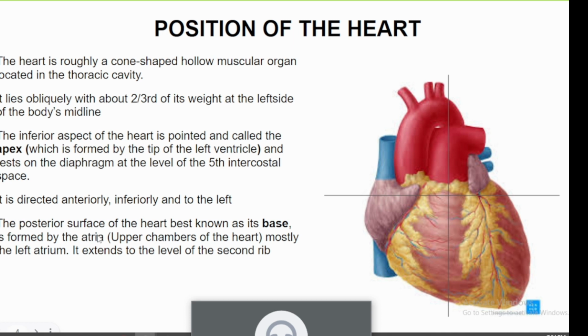Now the posterior surface. We said anterior is front and posterior is back. So the posterior surface of the heart, which is best known as its base, the back side of the heart, is formed by the atria, which are the upper chambers of the heart, mostly the left atrium, and it extends to the level of the second rib. So let's go to the next slide and then we'll best understand what we just read.